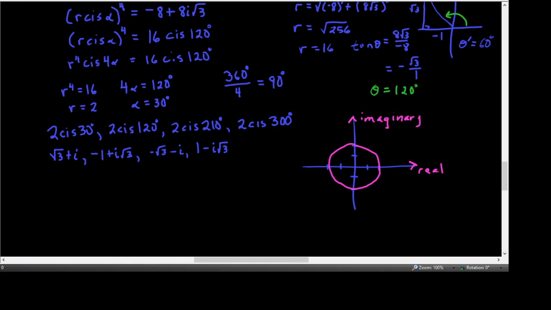And so our very first answer was square root of 3 plus i, which is about right there. And of course that's the angle 30 degrees. And then the next one was negative 1 plus i square root of 3, which is about right here. And of course that's the one that's 120 degrees. The next one is negative square root of 3 minus i, which is about right here, which is the 210 degrees. And then finally, the last one is 1 minus i square root of 3, which is about right there.